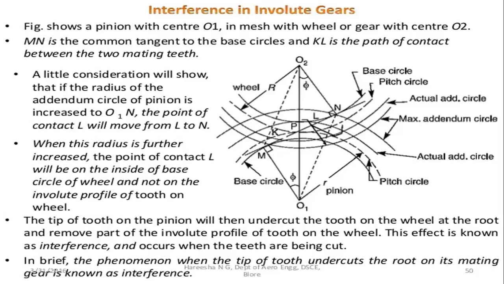So N is the point, and KL is the path of contact. You have to take the radius of the addendum circle of the pinion, which is increased to O1N. The point of contact, L, then moves from L to N.